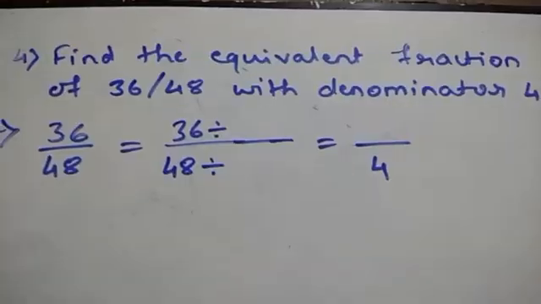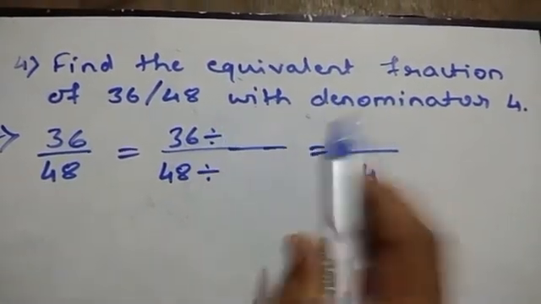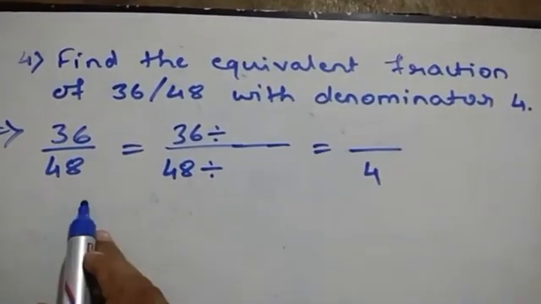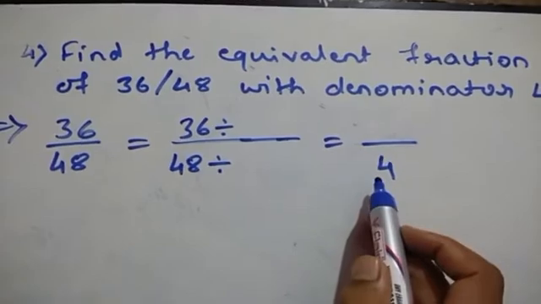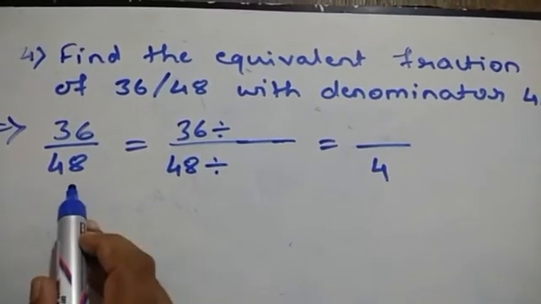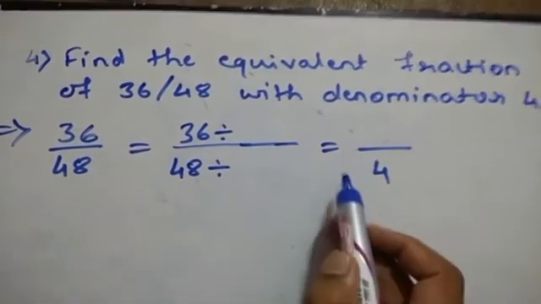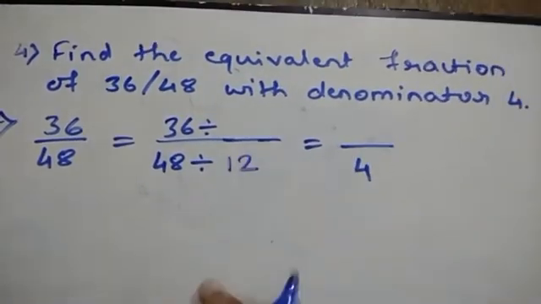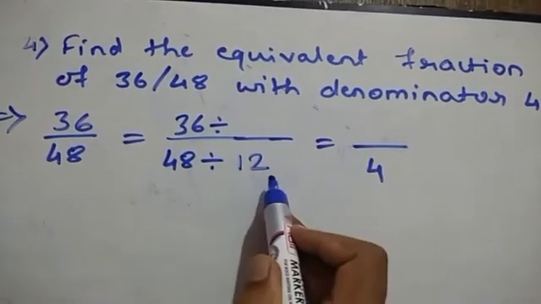Next question is, find the equivalent fraction of 36 upon 48 with denominator 4. We need to find the equivalent fraction of 36 upon 48 in which the denominator will be 4. So we have to divide this 48 by such a number that when we divide 48 by that particular number, we get denominator 4. That number is 12. So when we divide this 48 by 12, we get denominator 4.